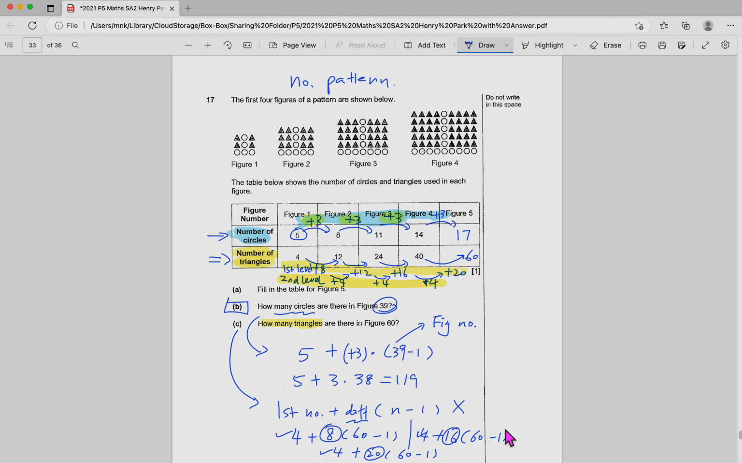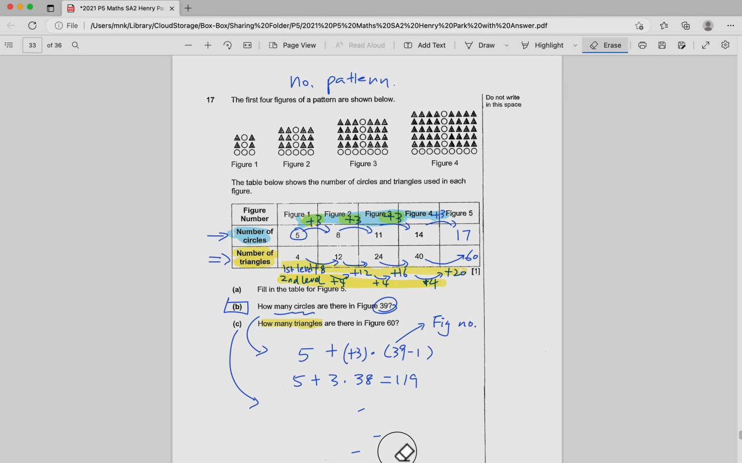So you cannot use this formula to solve the number of triangles, because the difference is not the same for the first level. Then how? If I cannot use this, then you must use another approach. What you see here is 4, 12, 24 and 40. The first number is 4, the second number is 12. So 4 is equal to what?